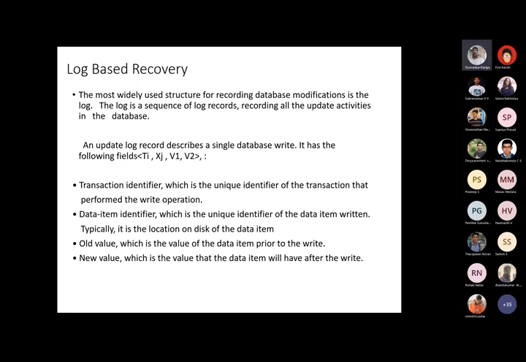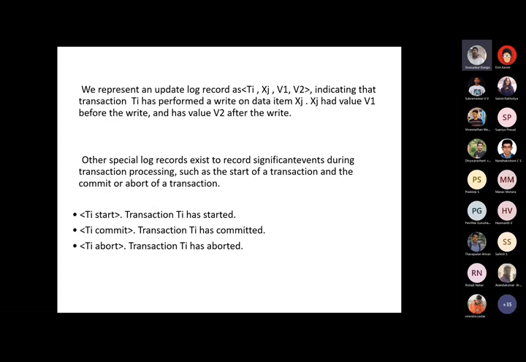V1 is the old value of the data item, and V2 is the new value of the data item. Once you know this log record, the additional log records available in log based recovery are TI start, which denotes the start of your transaction; TI commit, which means that the changes are made permanent to the database; and TI abort. These are the other log records significant to record the significant events that happen during transaction processing.